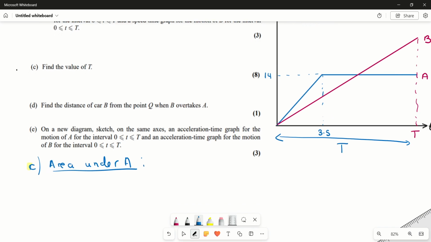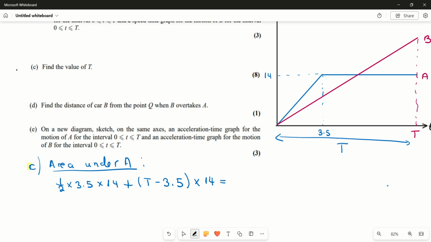So the area under A must be the area of the triangle, which is a half times 3.5 times 14, plus the area of the rectangle, which is t minus 3.5 multiplied by the height, which is 14. If I simplify, this is going to give us 14t minus 24.5.